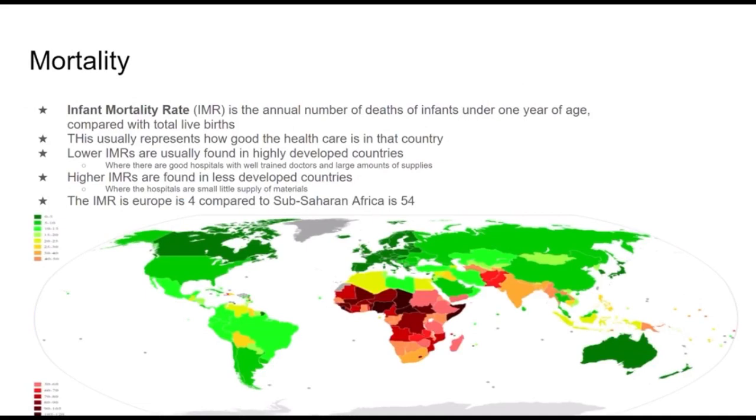Mortality. Infant mortality rate is the annual number of deaths of infants under 1 year of age, compared with total live births. This usually represents how good the healthcare is in that country. Lower IMRs are usually found in highly developed countries, where there are good hospitals and well-trained doctors. Higher IMRs are found in less developed countries, where the hospitals are small and with little supplies. The IMR in Europe is 4, compared to Sub-Saharan Africa, where the IMR is 54.